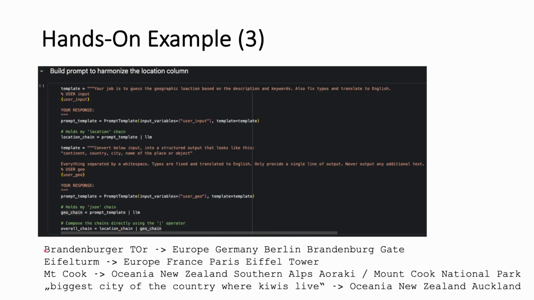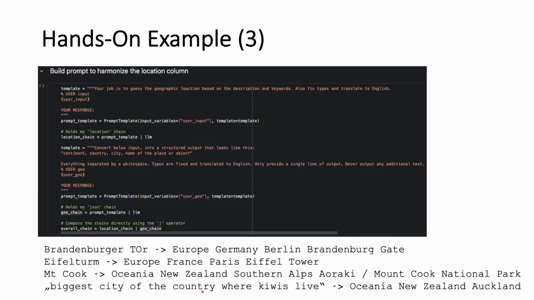So what then happens if we have a location called Brandenburger Tor, first the German language, then there is a typo, so capital O, but we want to have it harmonized according to our standards, then this LLM chain would translate this into Europe, Germany, Berlin, Brandenburg Gate. Same Eiffelturm would be turned into Europe, France, Paris, Eiffel Tower. Mount Cook would be turned into Oceania, New Zealand, Southern Alps, Aoraki, Mount Cook National Park.